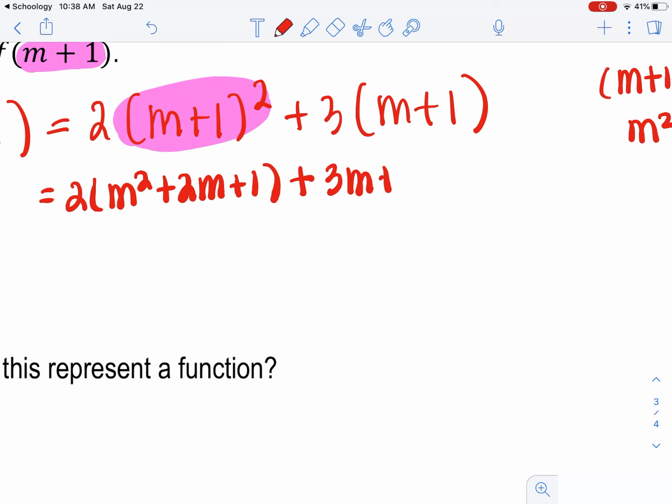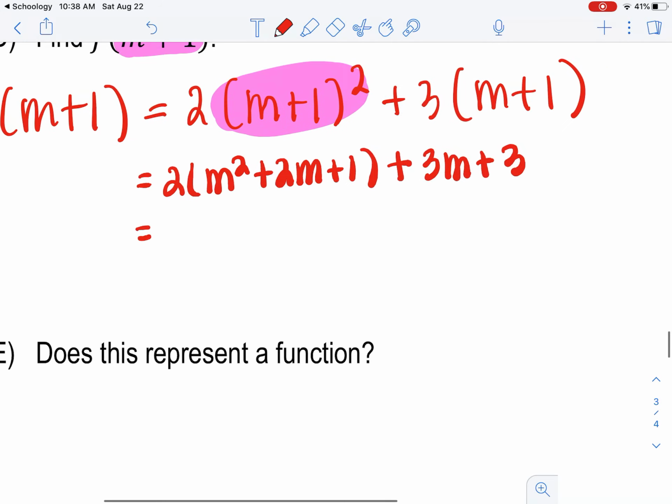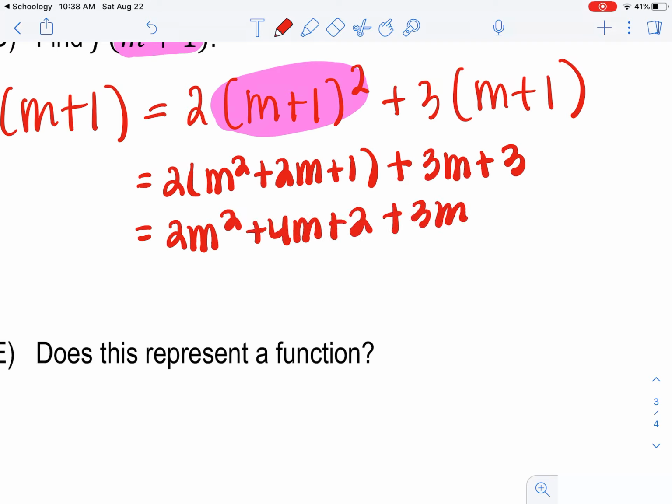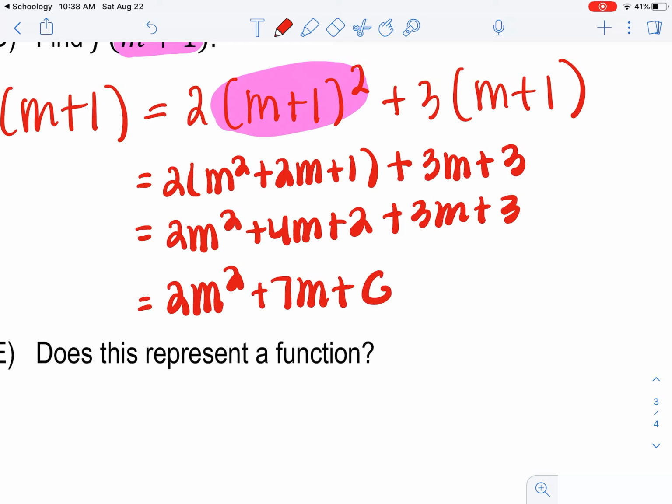So now I have 2 times m squared plus 2m plus 1 plus, and then I'm going to distribute my 3 right now, so 3m plus 3. Distribute your 2: 2m squared plus 4m plus 2, and then plus 3m plus 3. Last but not least, combine like terms. 2m squared plus 7m plus 5.